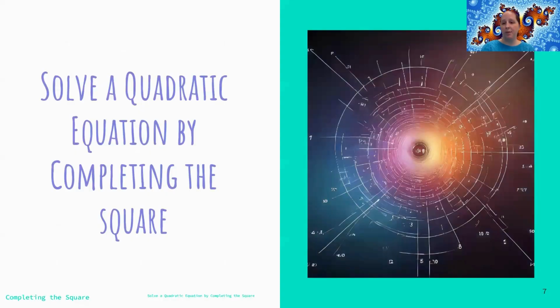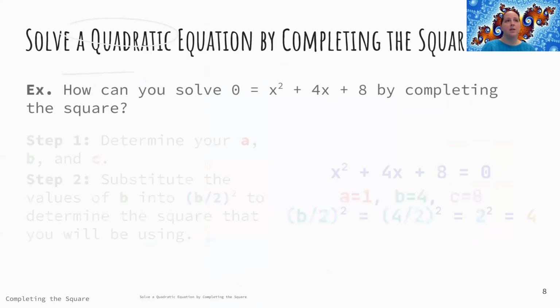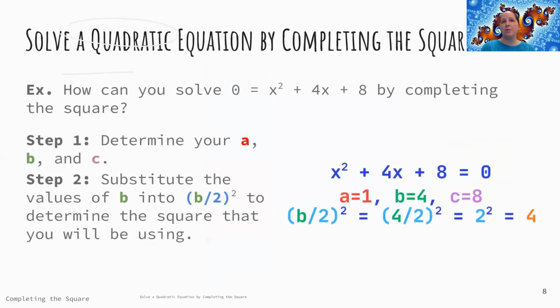Solve a quadratic equation by completing the square. So how can you solve 0 equals x squared plus 4x plus 8 by completing the square? So the first thing I want to do is determine my a, my b, and my c. Okay, so again, my a is 1 in this case, my b is 4, and my c is 8. Then I want to substitute the value of b equals 4 into b over 2 squared. So b over 2, so 4 divided by 2 gives me 2.